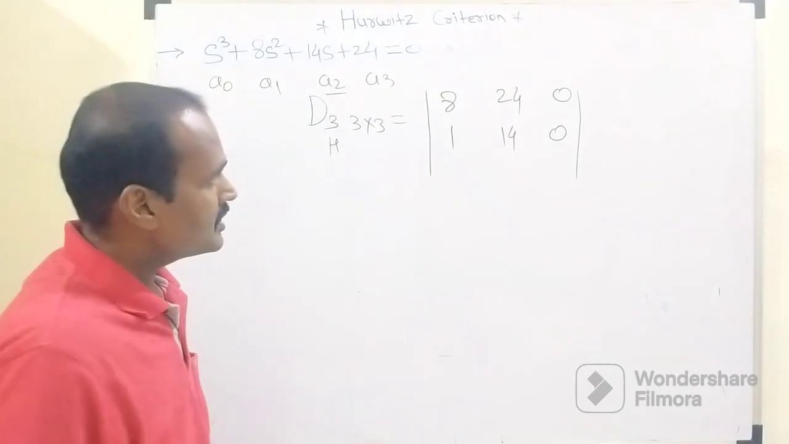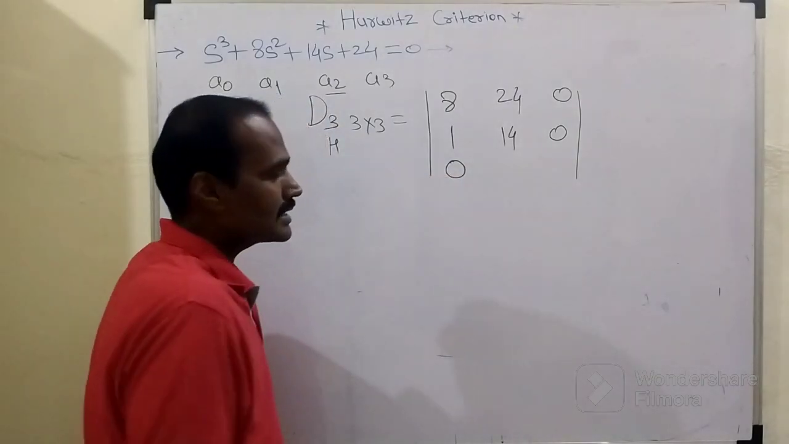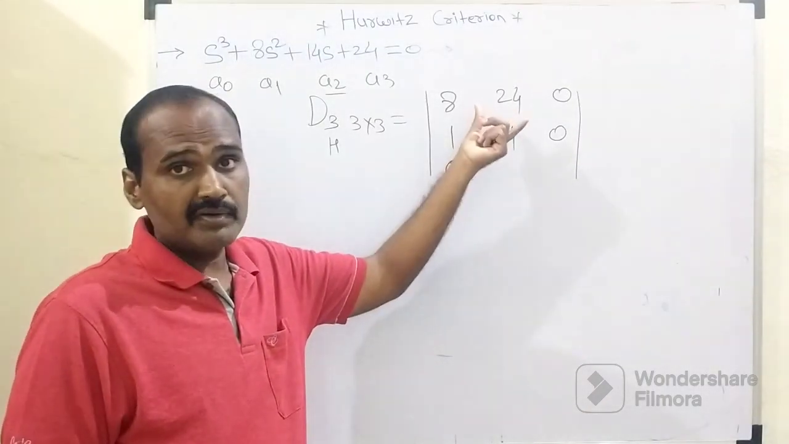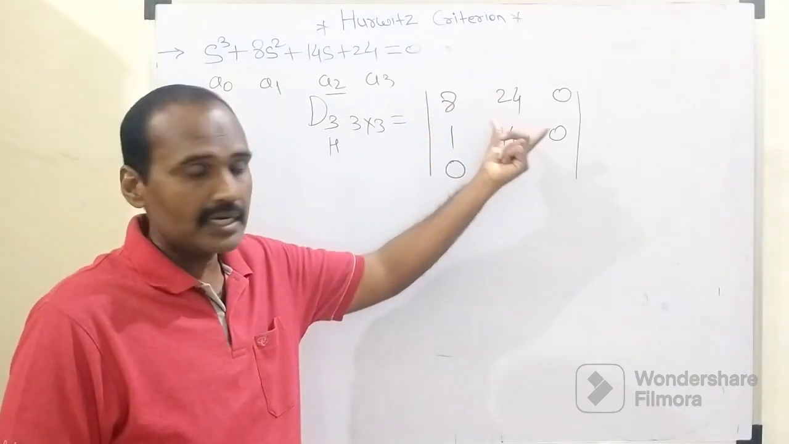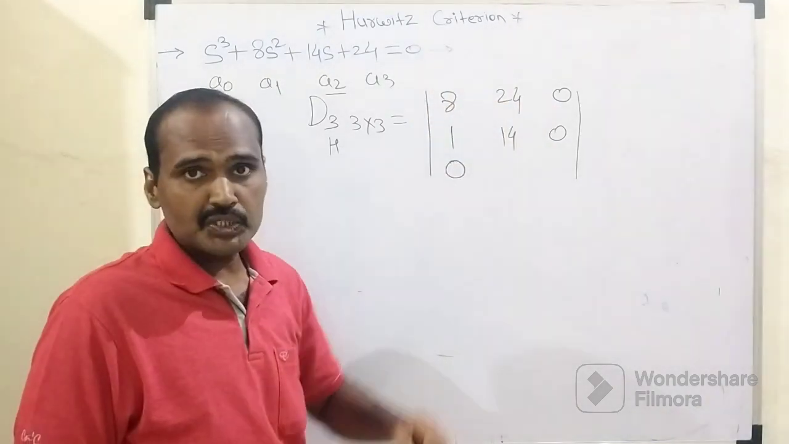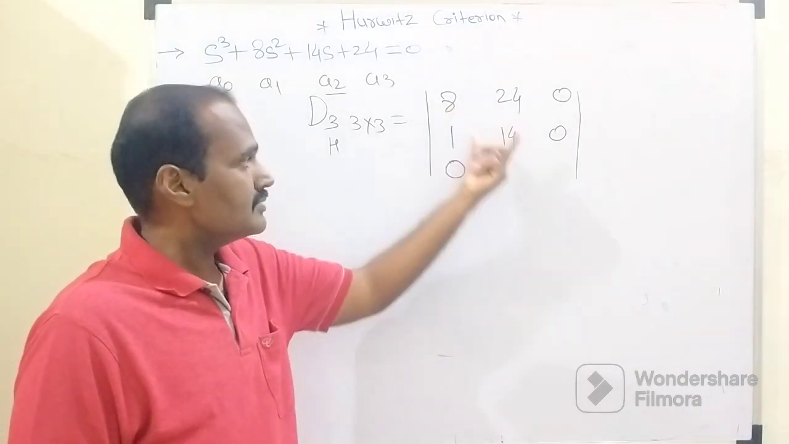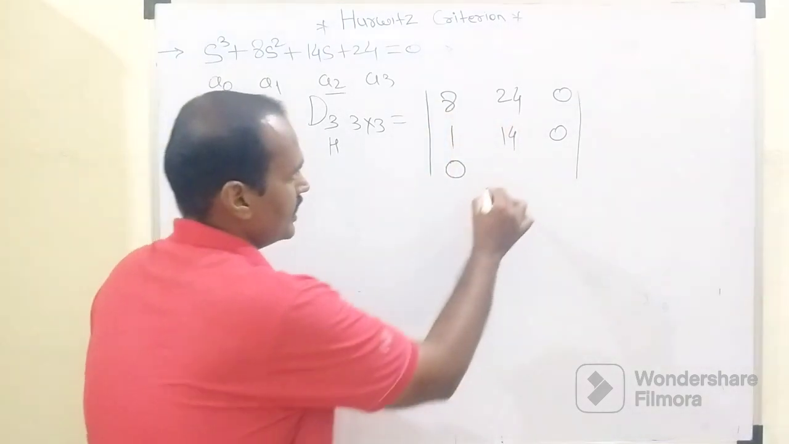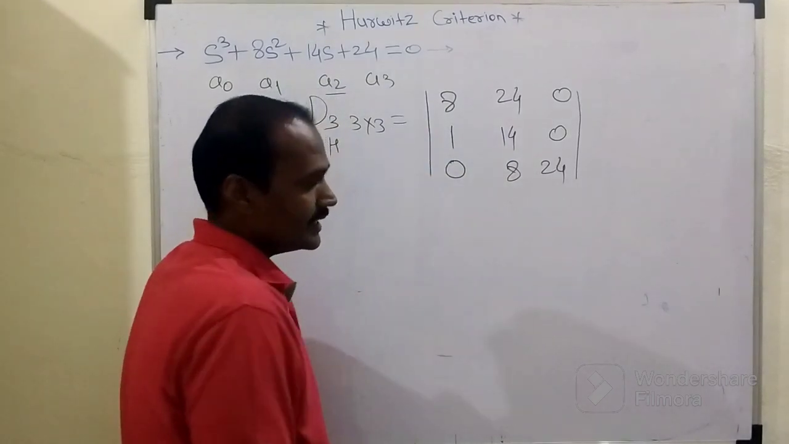Now as far as the third row is concerned, we always need to remember that the first element is considered as 0 and the remaining two elements are drawn from the first row. The elements of the first row are 8, 24 and 0. One position is already occupied, so the first two elements we carry here are 8 and 24. So this will be the subdeterminant D3.